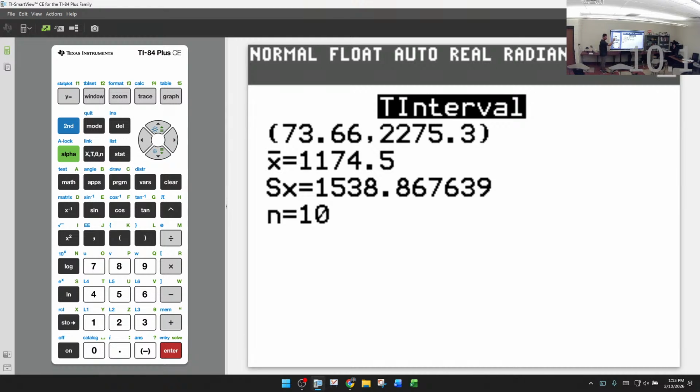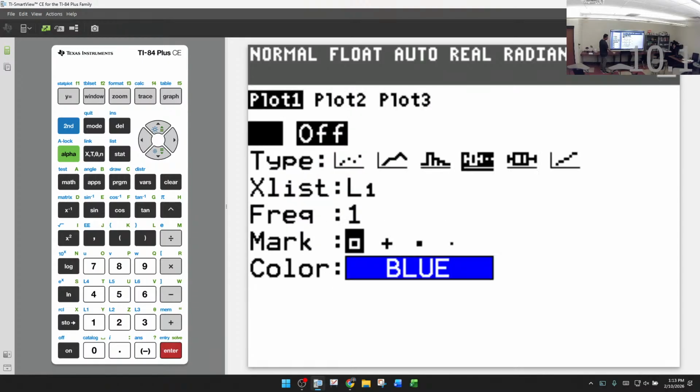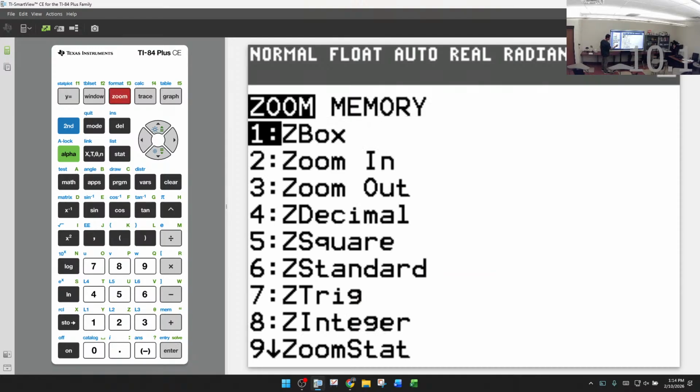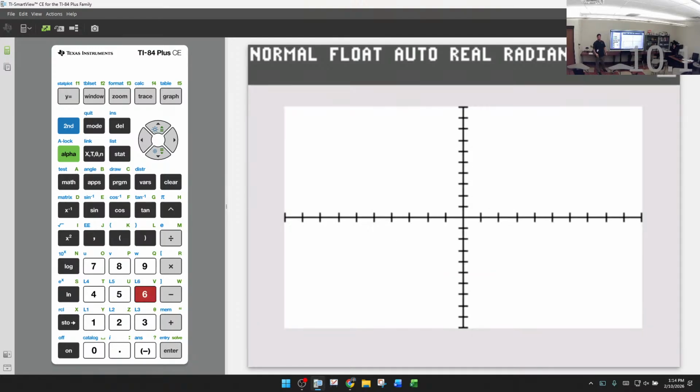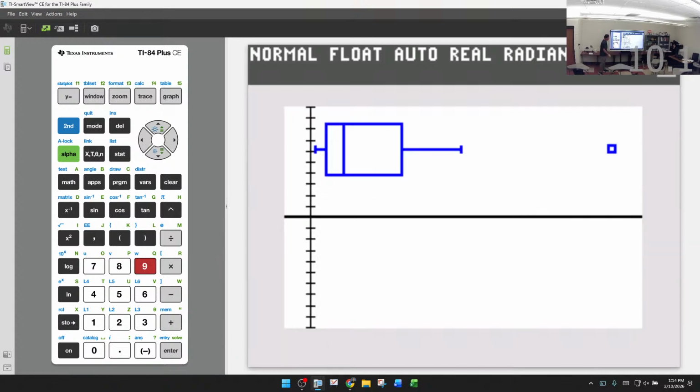So second y equals, turn the plot on. I do a modified box. That way it shows the outliers. L1, graph it. You probably won't see it. Zoom 9 stat. There it is.